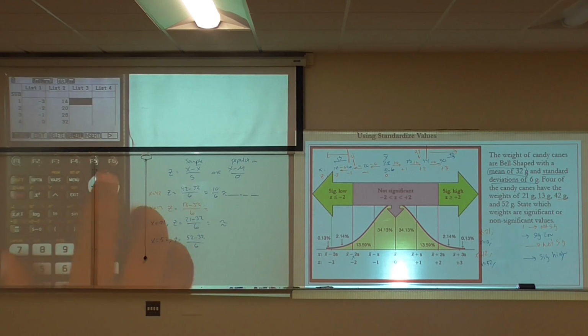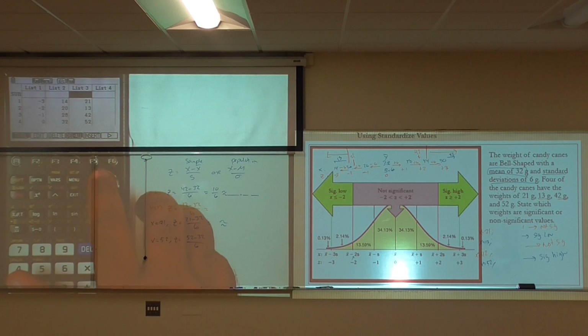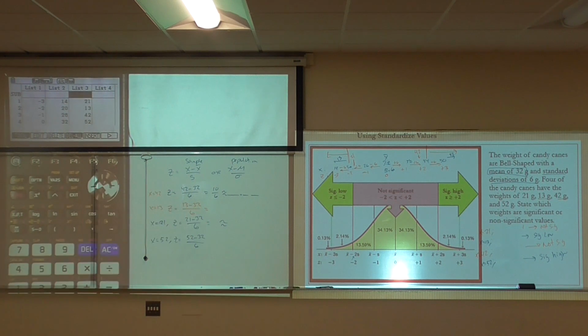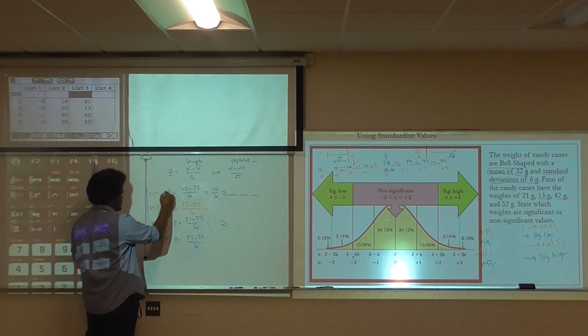So on this one, I'm going to put those x values, those x scores. If we're going to order them, I'm supposed to put 21 first, then 13, followed by 42, followed by 52. Okay, that was the order. So this right here should be my list. This is my list 3. That's all I made, list 3.